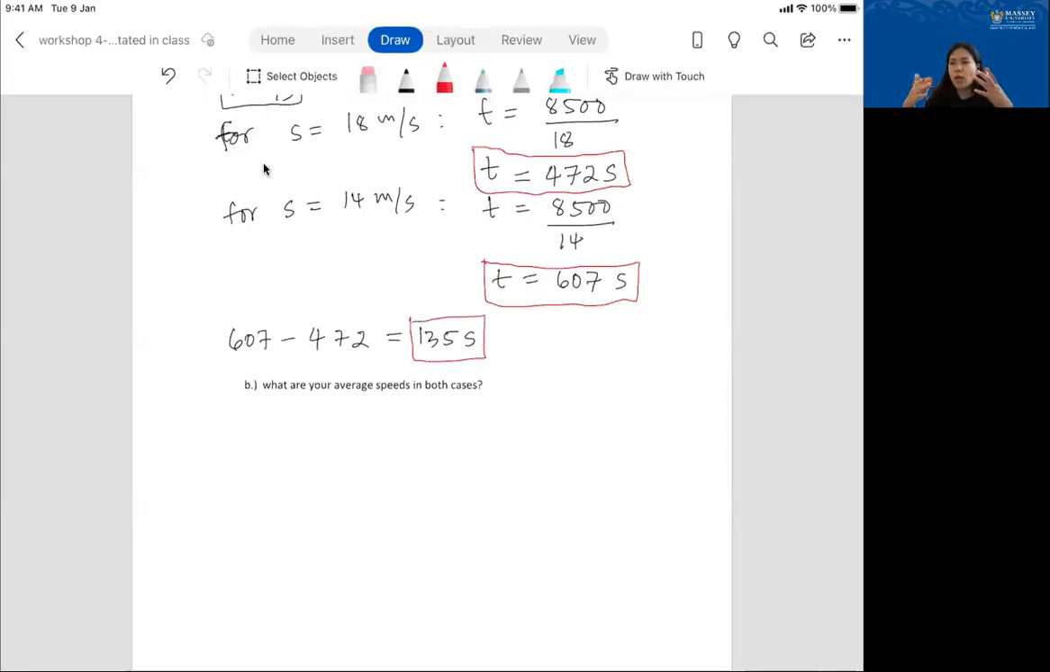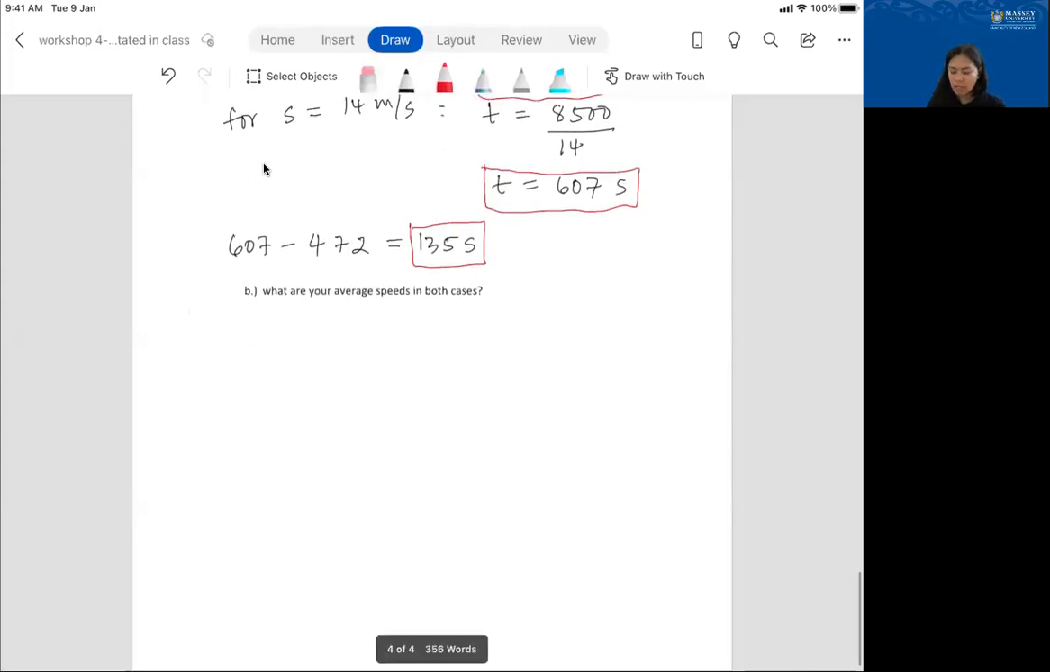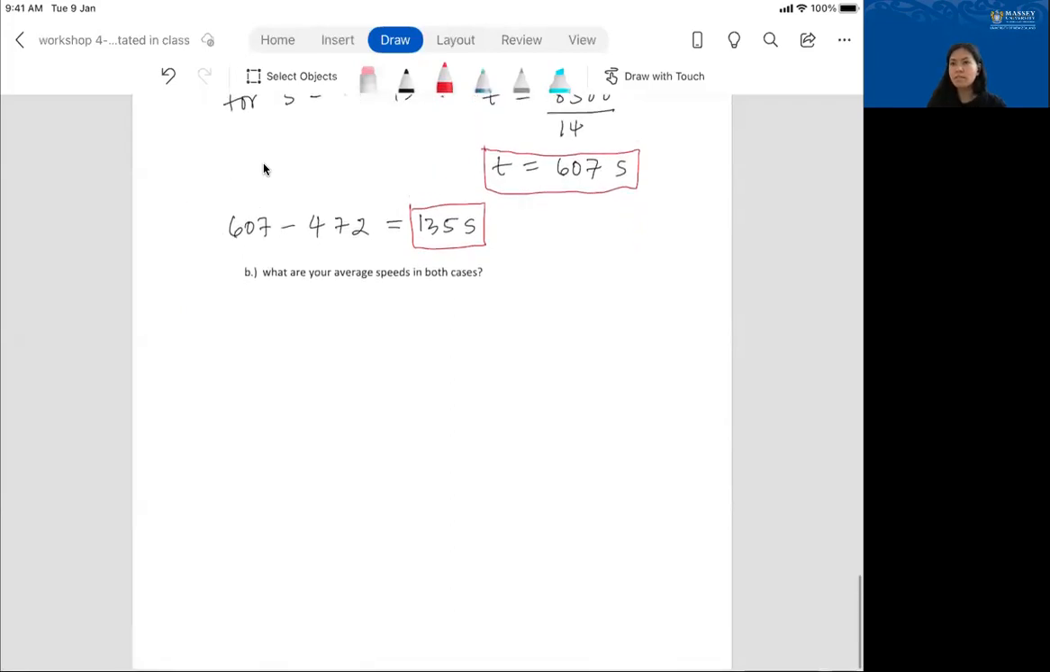The time that you wait in front of the stoplight for it to turn green is the same regardless of whether you're speeding up or driving at your normal pace. So that equals each other out. So it's just 135 seconds as the time difference. All right.